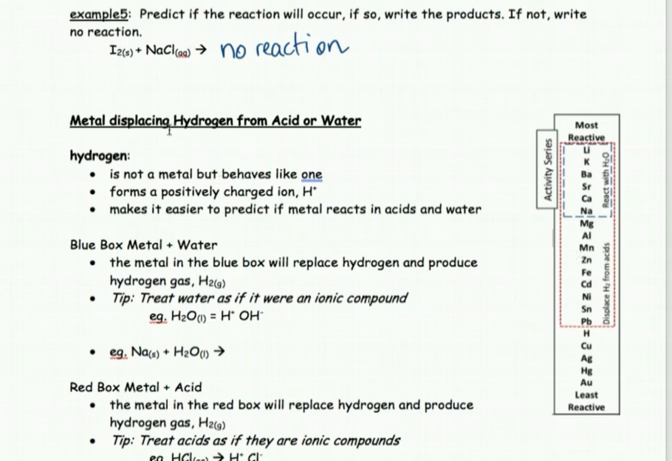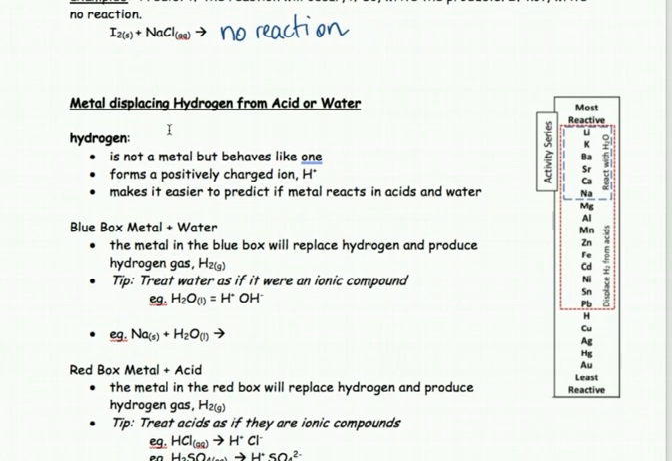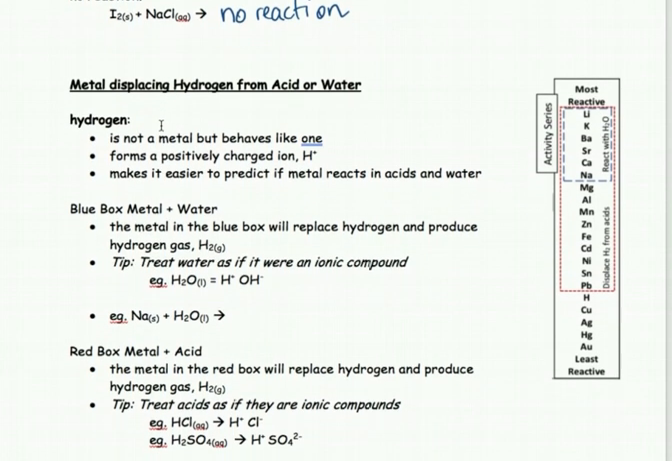Let's go through some examples here. This section is called metals displacing hydrogen from acids or water. Like I said before, hydrogen is not a metal, but it behaves like one. When it's an ion, it's H+, a +1 charge, and we're going to start with just reactions with water.